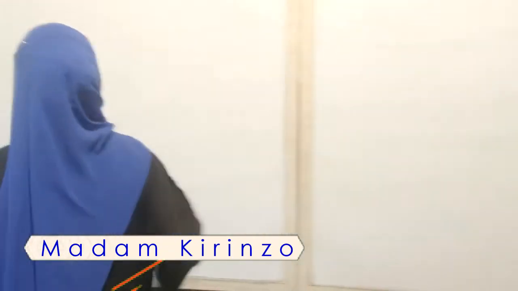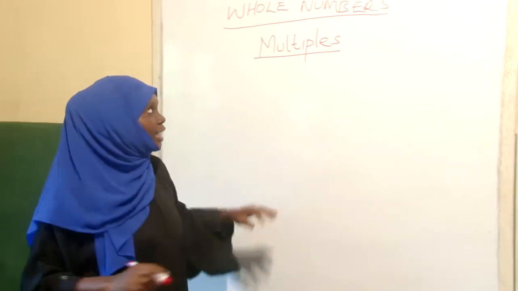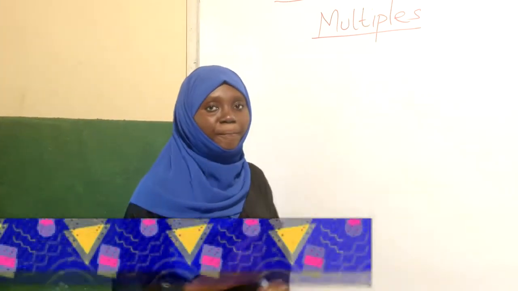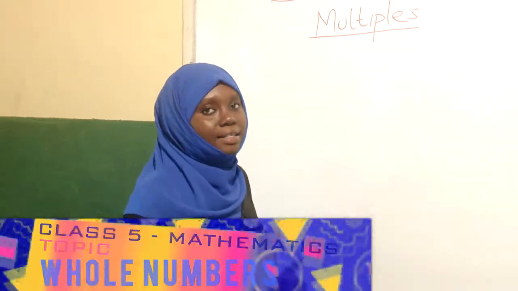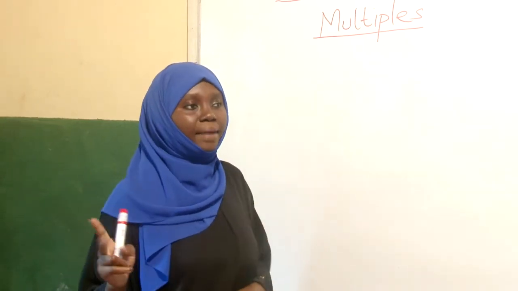I'm going to take you through mathematics, and today we are going to look at the topic whole numbers. So first of all, before we continue, I want to introduce to you the subtopic multiples. So what are multiples? Multiples are the numbers that we obtain after multiplying at least two numbers.